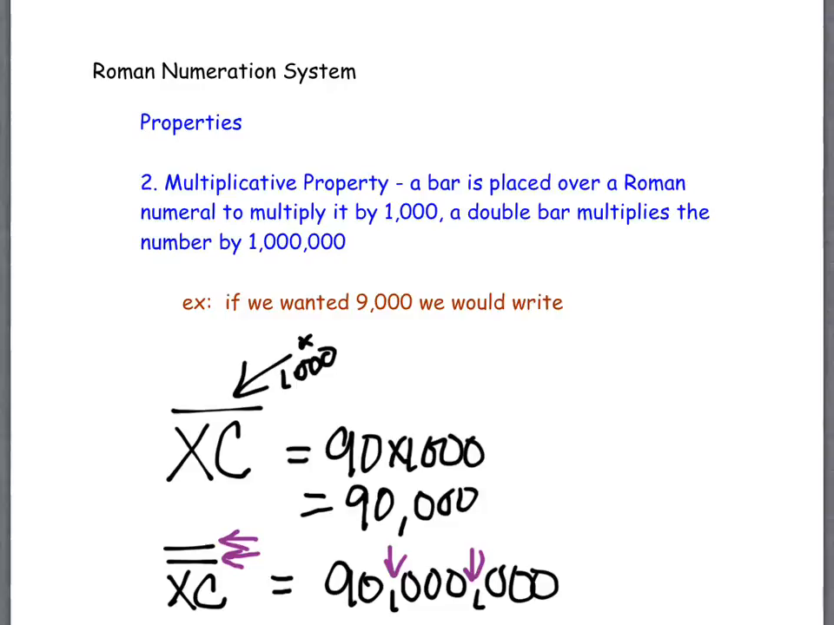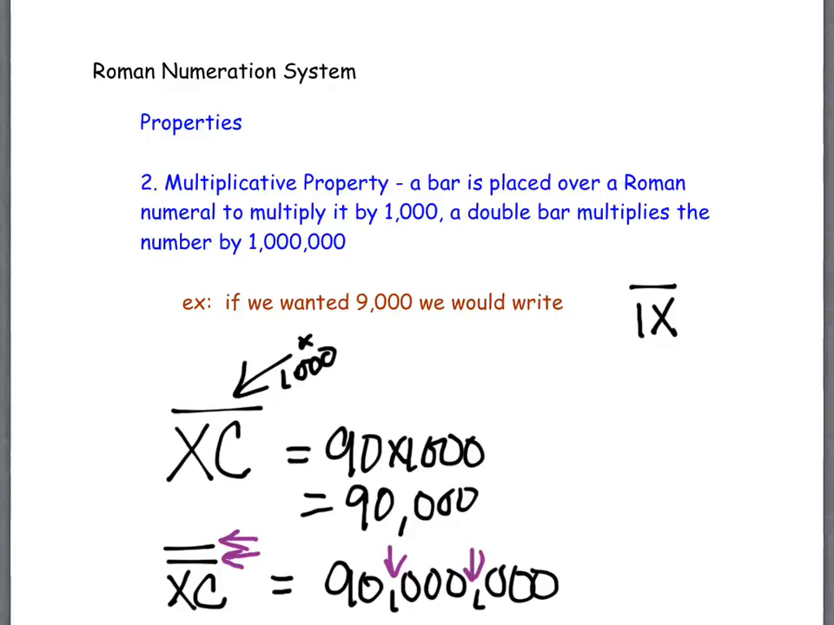Now let's say we wanted to write the number 9,000. What would I do to write 9,000? Do you have an idea, Katie? Right, so 9 is the number IX. Let me say it right. And then to make it 1,000, I would write the bar on top.